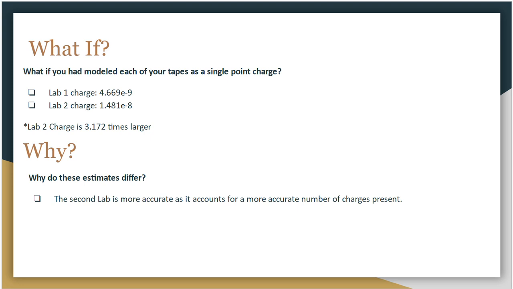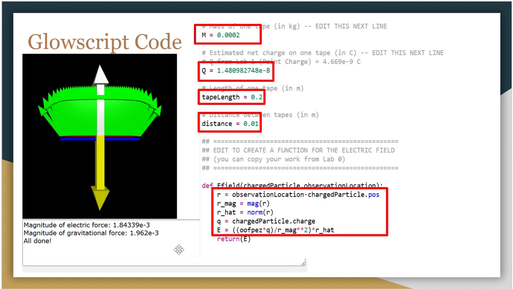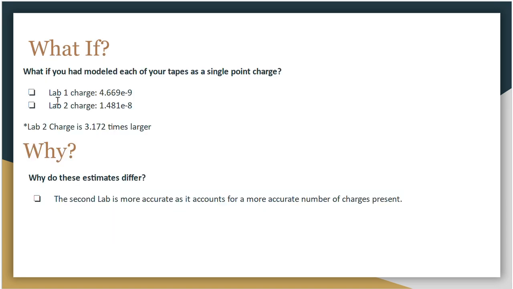What if we had modeled each of the tapes as a single point charge? Well, that's what we did in Lab 1. In Lab 1, we got a charge of 4.669 times 10 to the negative 9 coulombs, which, as you can see when you look at Lab 2, which is 1.481 times 10 to the negative 8 coulombs, is still slightly off. As you can see here, the difference between the two was decent. Then we can assume that as you increase the number of points in the line of charges, it becomes more accurate, which leads us to our next question.